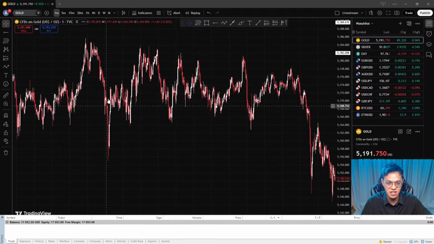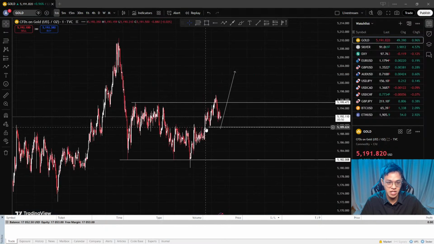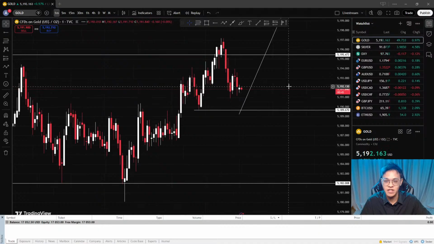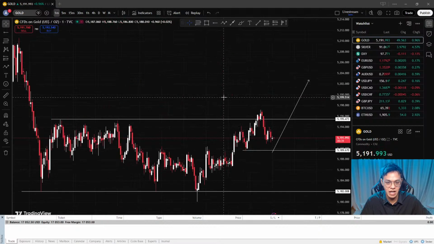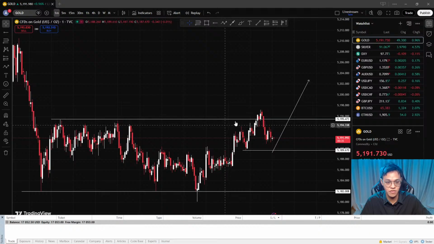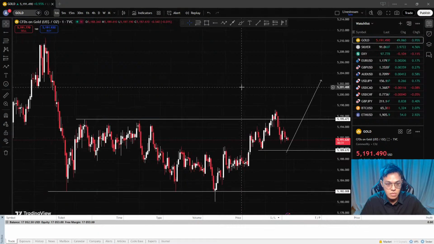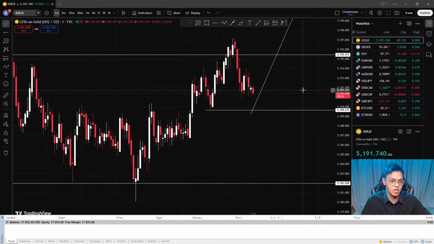So the price keeps ranging, okay? It's difficult to trade if the price is ranging. For me, it is difficult to trade. I don't like to trade when the price forms a ranging pattern, okay? So guys, follow the structure, follow the structure.